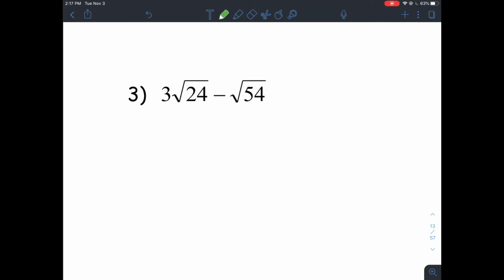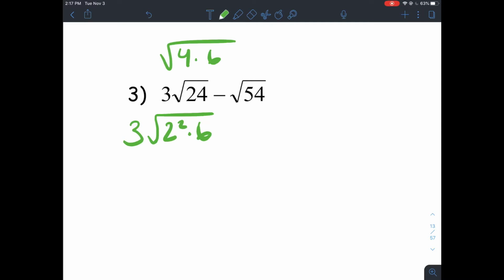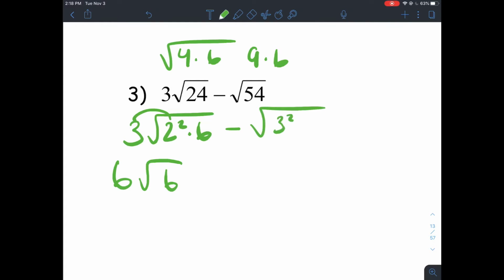So we've got root 24. I would break that down into 4 times 6. So we got 2 squared times 6, which is going to give us, we're going to pull our 2 out. So we get 6 root 6. Root 54 is going to be 9 times 6. So we've got root 3 squared times 6. We're going to pull our 3 out.